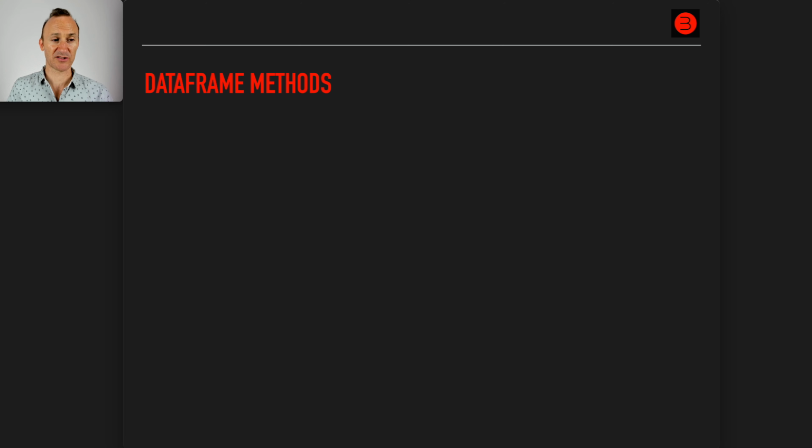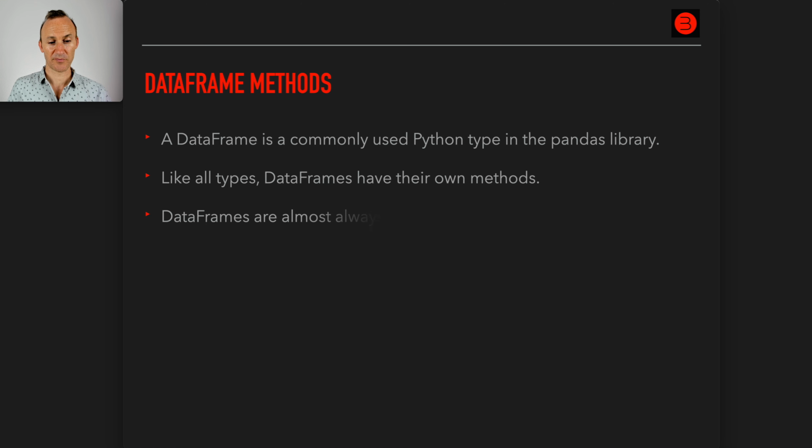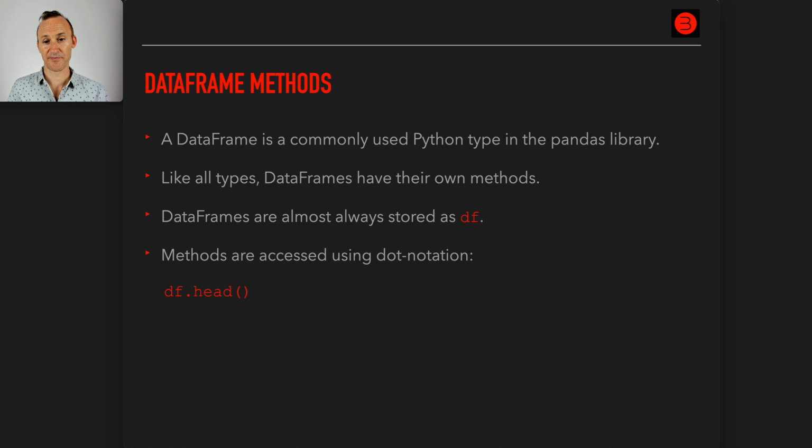Okay, now let's look at some data frame methods. Well, a data frame is a commonly used Python type in the pandas library. Like all types, data frames have their own methods. Data frames are almost always stored as df. Methods are accessed using dot notation, like you just saw, df.head. And this shows the first 5 rows of the data frame df.